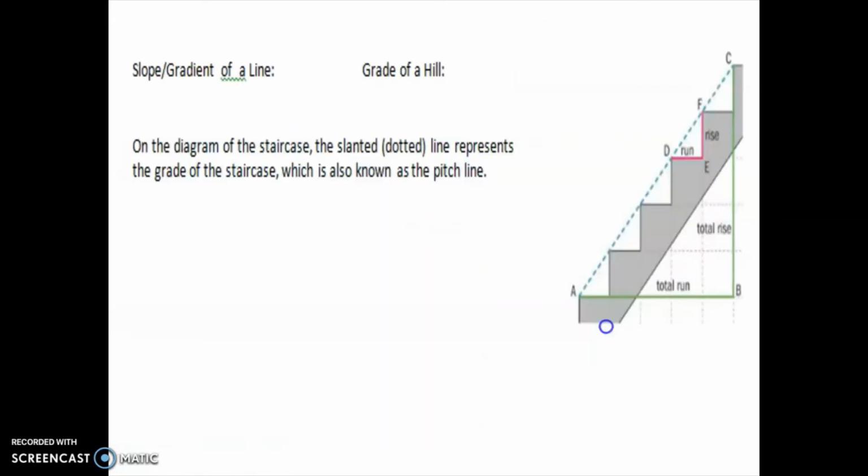And let's see how that's calculated. So here's how you do it. Slope we know is rise over run. The grade of a hill is rise over run times 100. Okay, it turns it into a percent value.